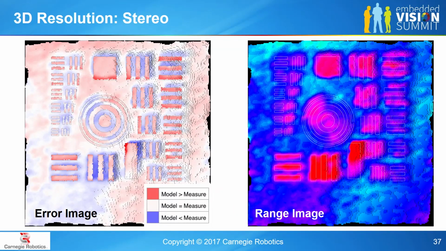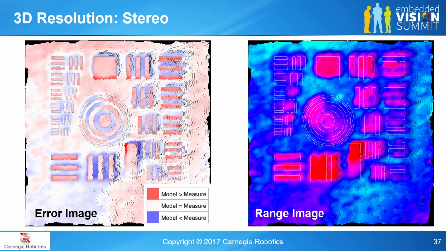Looking at stereo results first, on the right-hand side you see a range image. Blue and white colors here are the background of the board, and then pink is data that is being returned that is a higher elevation off that background.